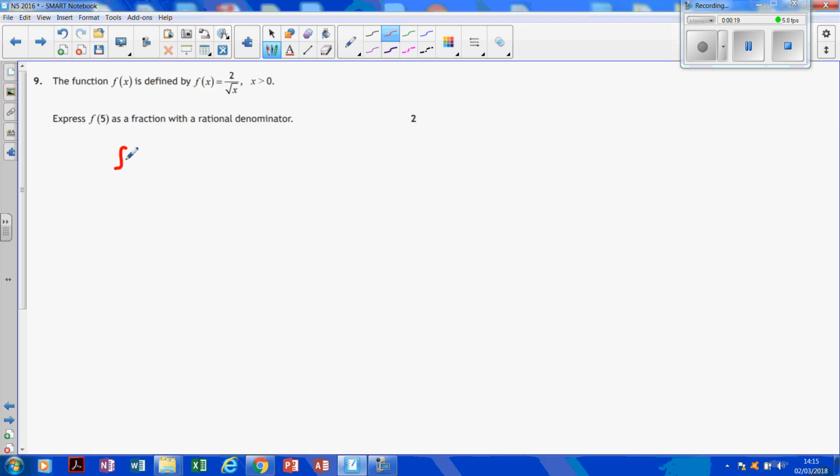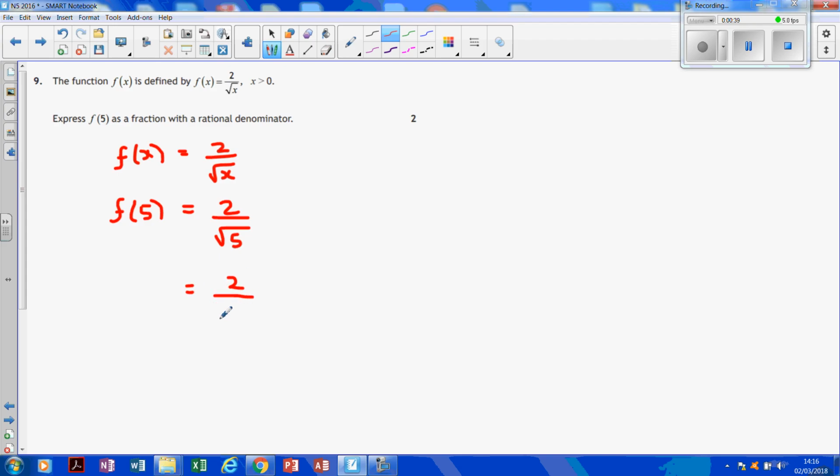Now, f(x) is equal to 2 over the square root of x, and I want to work out what f(5) is. So if we compare the two of them, every time I see x, I'm putting in a 5 instead. So that becomes 2 over the square root of 5. That would be my answer. But I've got to express my answer with a rational denominator.